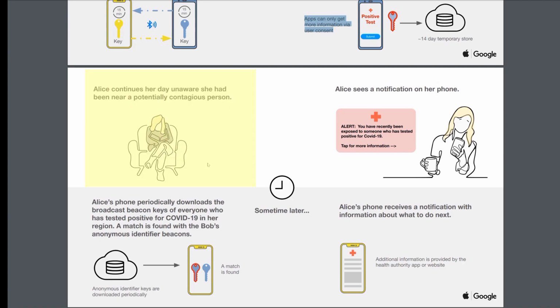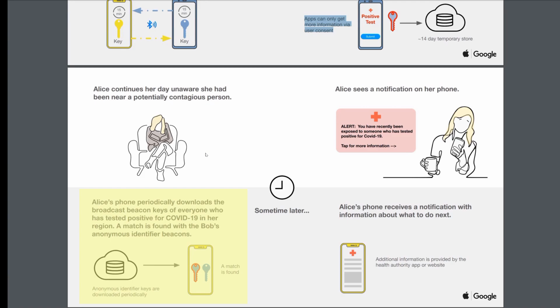We go on to the Alice side of the equation. Alice continues her day unaware she had been near a potentially contagious person. But her phone in the background, the app, is periodically downloading all the broadcast beacon keys of everyone who has tested positive for COVID-19 in a region. So in other words, she's just getting downloads of all these keys, but she has no idea whose key is who, and that's the key part, the main part of the privacy application of this.